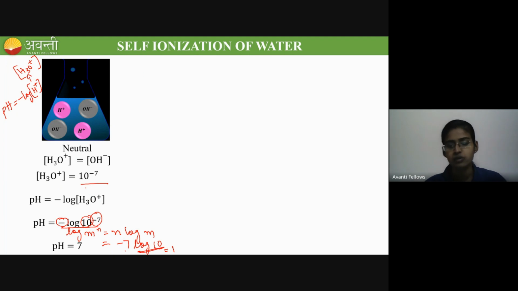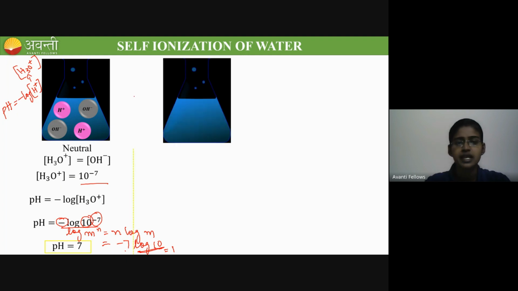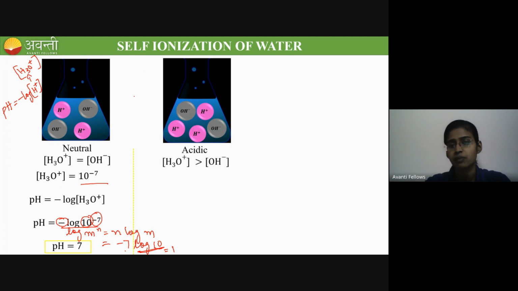And this is how we are proving that. Now coming to the second case, here we have 3 H plus ion and 2 OH minus ion. So the number of H plus is more, means the compound is acidic in nature. If the compound is acidic in nature, pH will be less than 7.